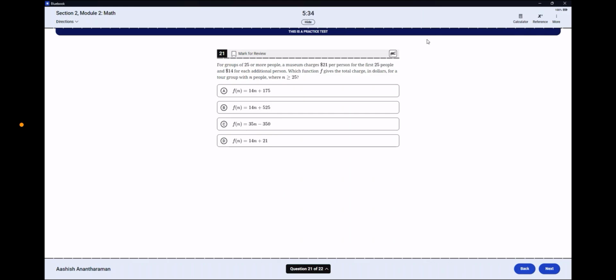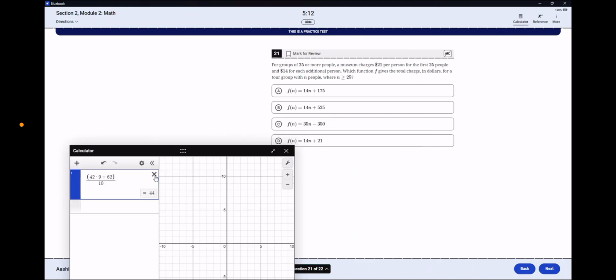So if n is the number of people, we're going to have 14 times n minus 25, plus 525. So you're going to have 14n minus 14 times 25, plus 525. Okay, so you're just going to have 14 times negative 25 plus 525. You're going to have the answer there.